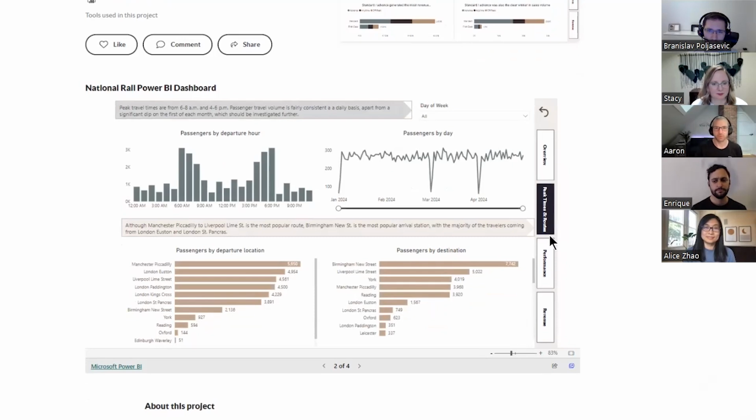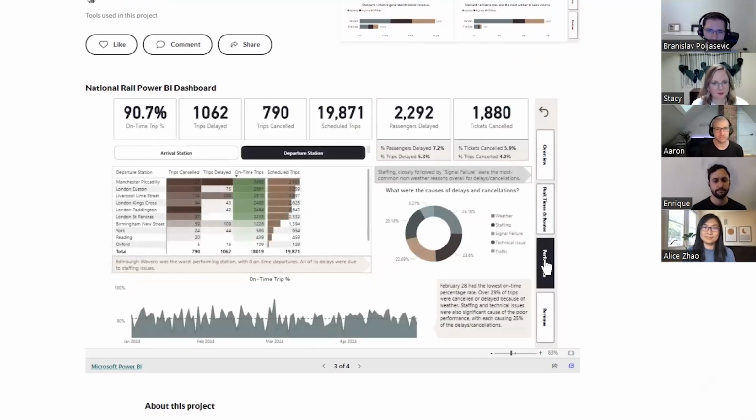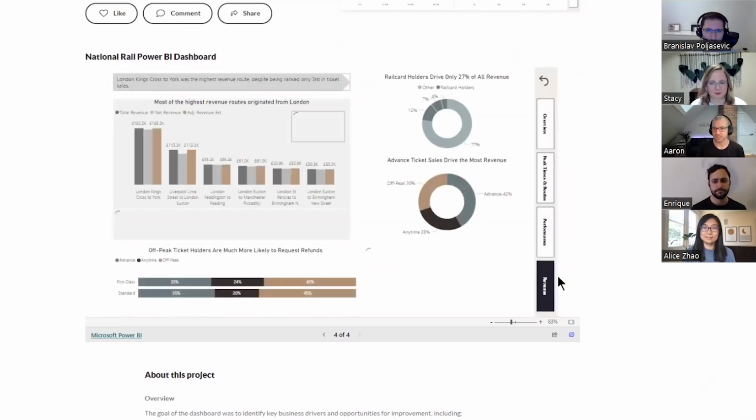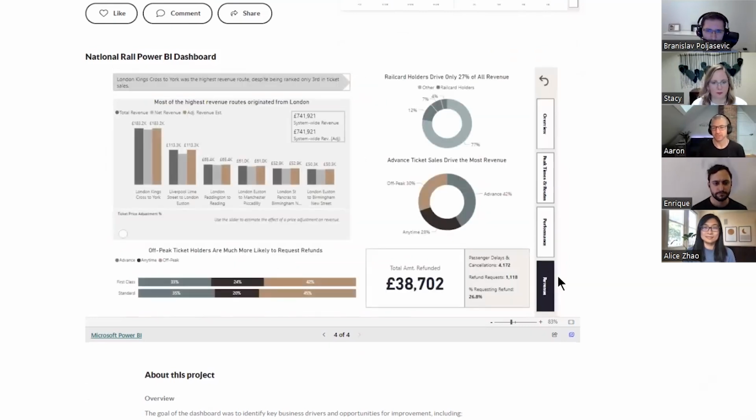Diagnose on-time performance and contributing factors. We can see all of that from the performance tab here. And then finally, analyze revenue from different ticket types and classes. Check there as well. And you can see all of this within the revenue tab. So just off the bat, Kristen does an amazing job here.